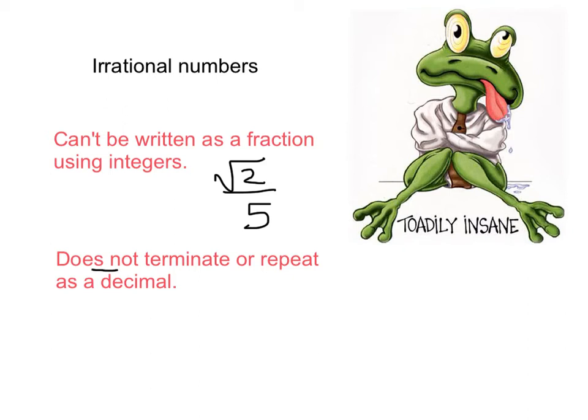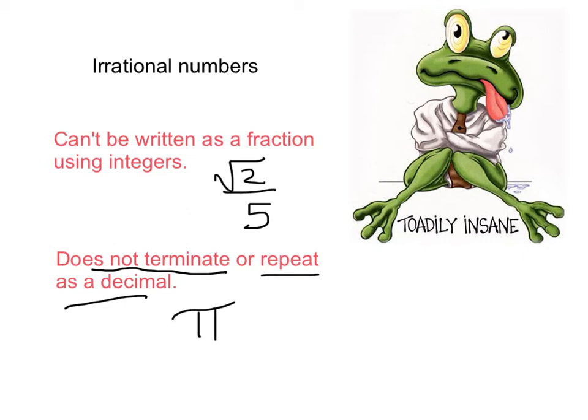It would not terminate, and it would never repeat. Okay, think about that. A decimal that keeps going and going and going without ever stopping, yet it never repeats. So a good example of that is the number pi.